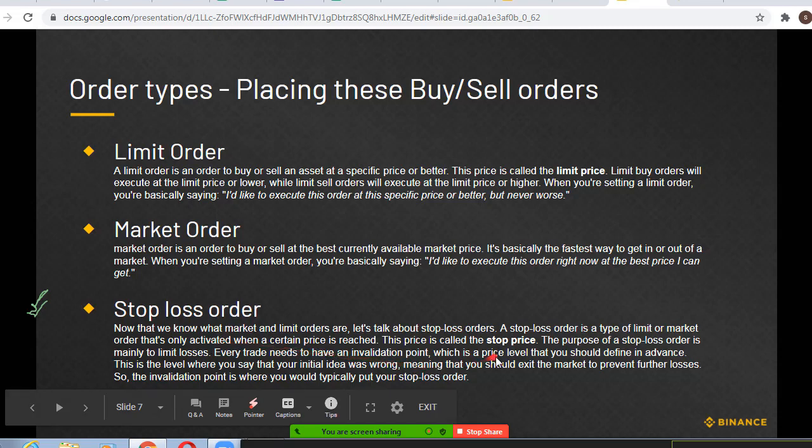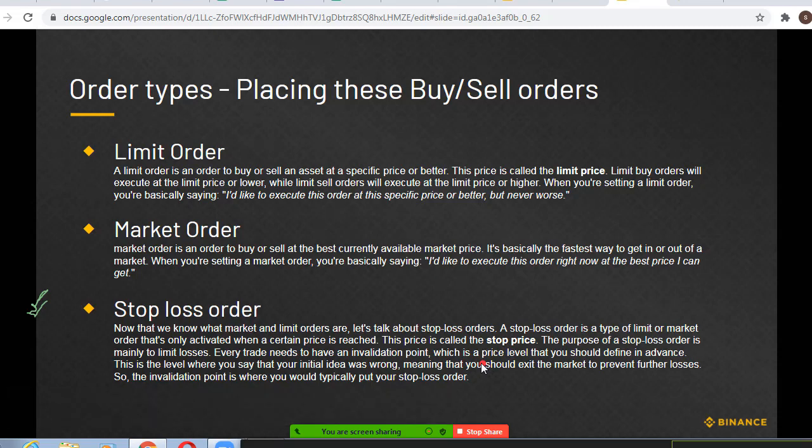So a stop loss order is a type of limit order or market order that only activates when a certain price is reached. This price is called the stop price. The purpose of using a stop loss order is mainly to limit the losses of a trader. I've said that earlier. And every trade needs an invalidation point, which is the stop price. This is the level where you say, that's the invalidation point now.